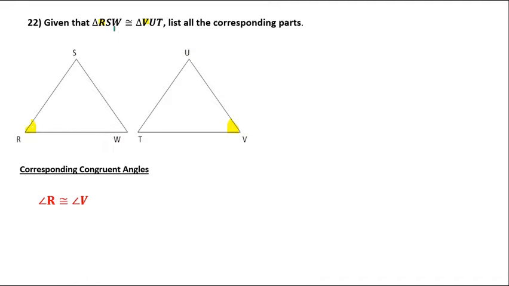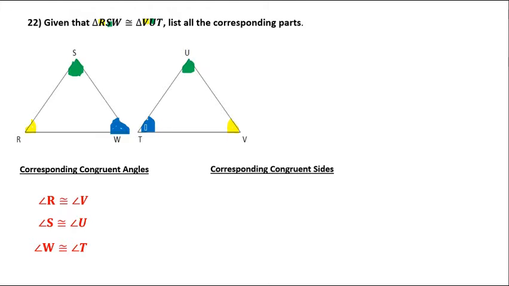Okay, the next one, it says S and U. So angle S right here and angle U correspond to each other, which leaves the last two angles, angle W and T, which correspond to each other. Okay, so that's those. And then we're going to list the corresponding sides.